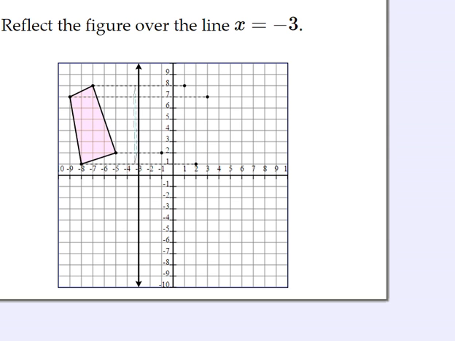Okay, so here we have an animation that comes to us via the good folks at deltamath.com. You'll see the figure on the left, the pink figure, is being reflected over the line x equals -3. So this is the line x equals -3 here. And just notice what happens. The figure gets reflected over the line. Notice that the size of the figure does not change. And a reflection is essentially a flip.